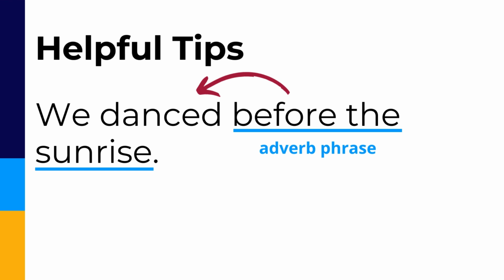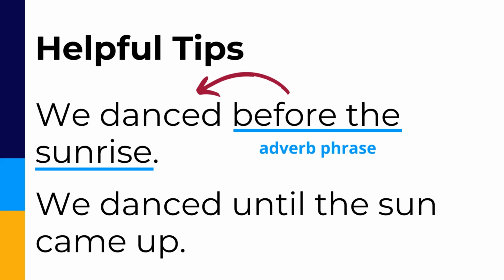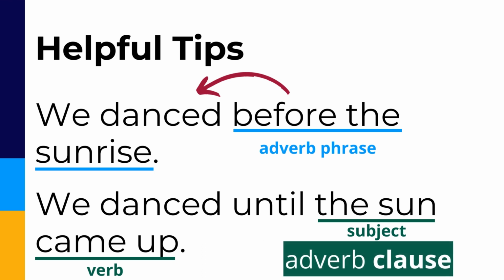But if we change this a little bit to instead say, we danced until the sun came up, now you'll notice that the sun is the subject and came up is the verb. So this has now turned from a phrase into a clause. That's a really important distinction to be able to make, because once you have that subject and verb together in this group of words, it's no longer a phrase, it is now a clause. If you're trying to understand the difference between the two, that's what you're looking for.